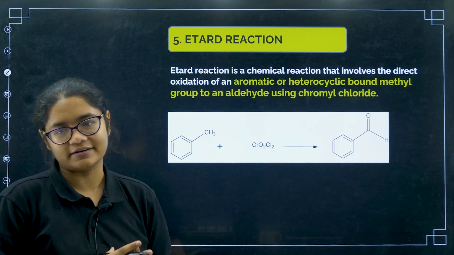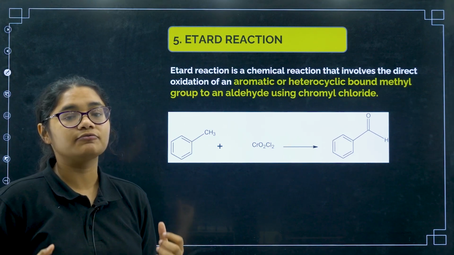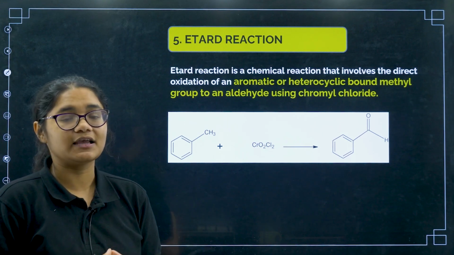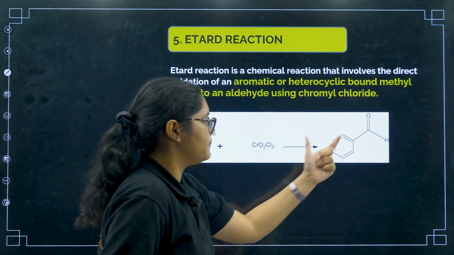E is there, Etard reaction. Etard reaction is used for the preparation of benzaldehyde, right? When you take toluene and react it with CrO2Cl2 in presence of CS2, you get benzaldehyde.